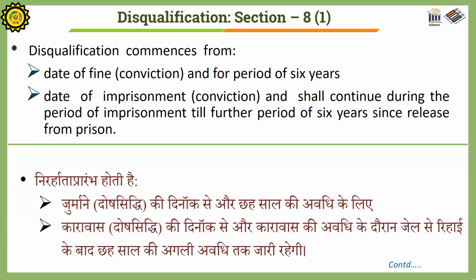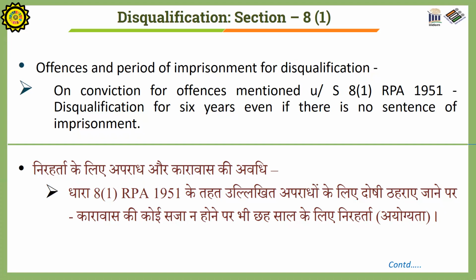Disqualification commences from date of conviction, and for a period of 6 years. In case of imprisonment, it shall continue during the period of imprisonment till a further period of 6 years since release from prison. Offences and period of imprisonment for disqualification.